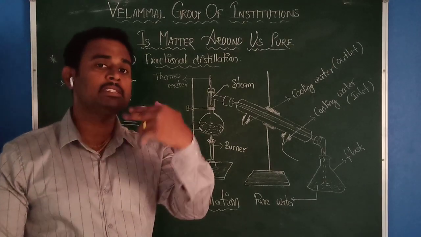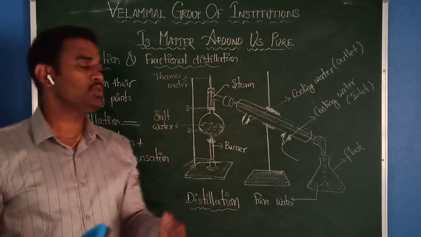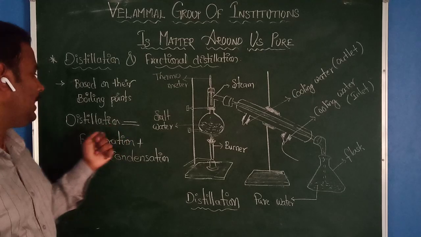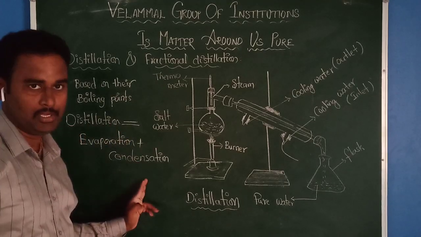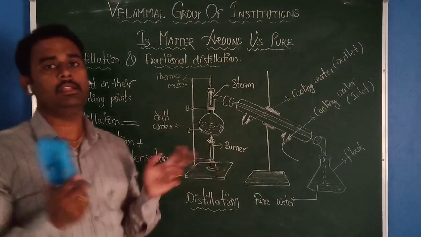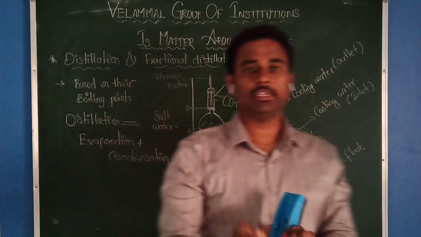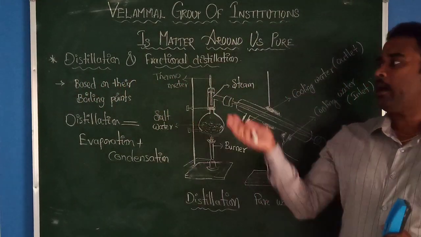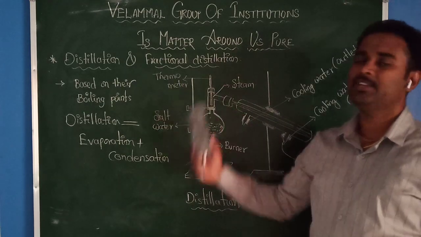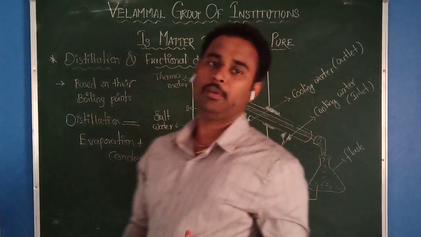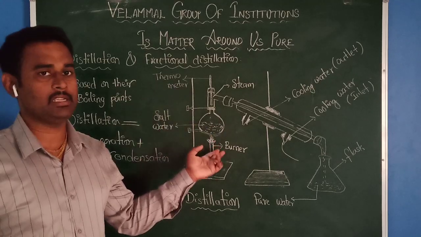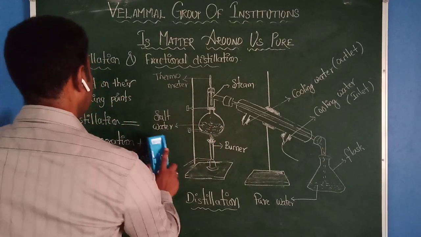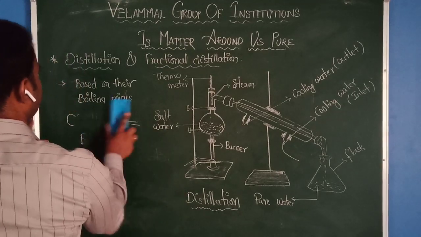If both have the same boiling point, we cannot use the distillation process. And the distillation process is commonly called evaporation plus condensation. This is how to separate two components based on their boiling points. Okay, now let us see what fractional distillation is. Actually, there is no difference between distillation and fractional distillation. A minute difference is there for fractional distillation, let us see.